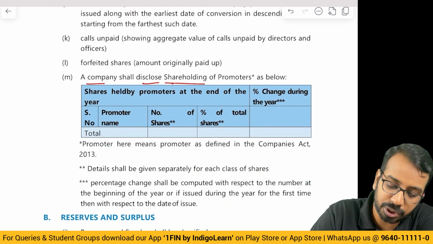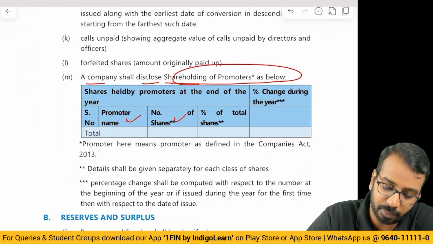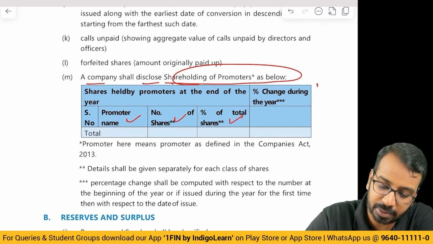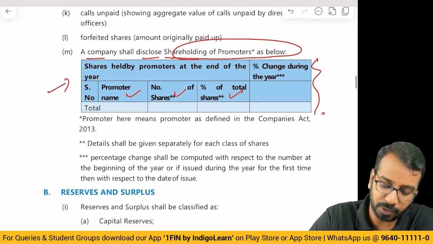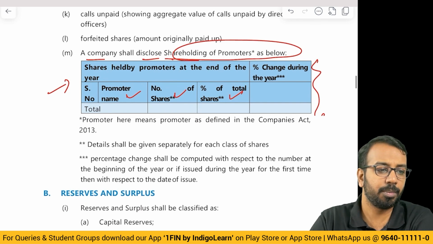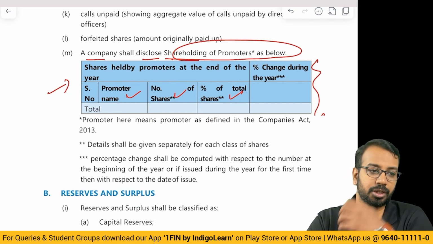A company shall disclose shareholding of the promoters: promoter name, number of shares, percentage of total shares, percentage change during the year. So this also has to be disclosed. Okay, this much, if you remember, is more than sufficient. Any question here?